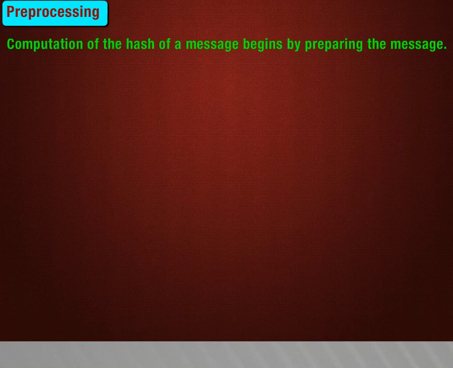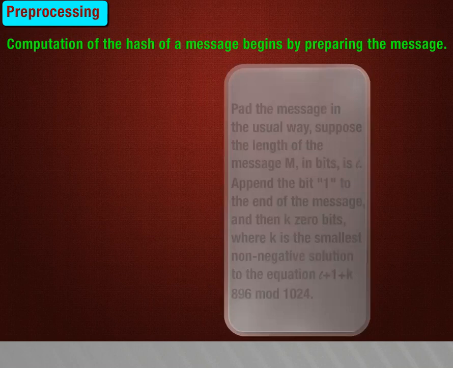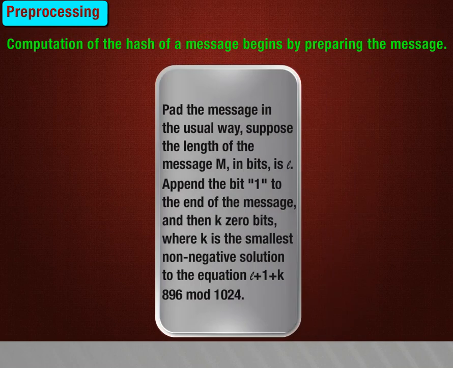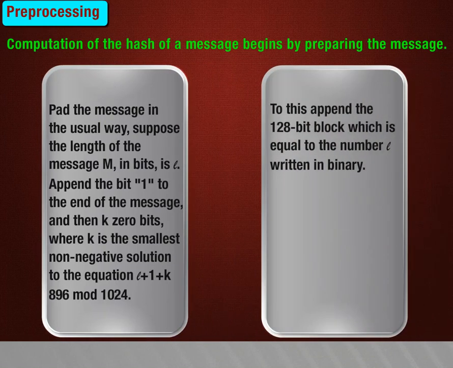Pre-processing. Computation of the hash of a message begins by preparing the message. Pad the message in the usual way. Suppose the length of the message m in bits is L. Append the bit 1 to the end of the message and then k 0 bits, where k is the smallest non-negative solution to the equation L + 1 + k ≡ 896 mod 1024. To this, append the 128-bit block which is equal to the number L written in binary.